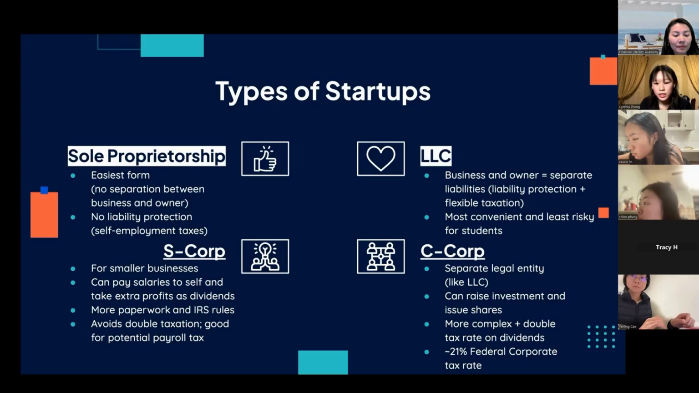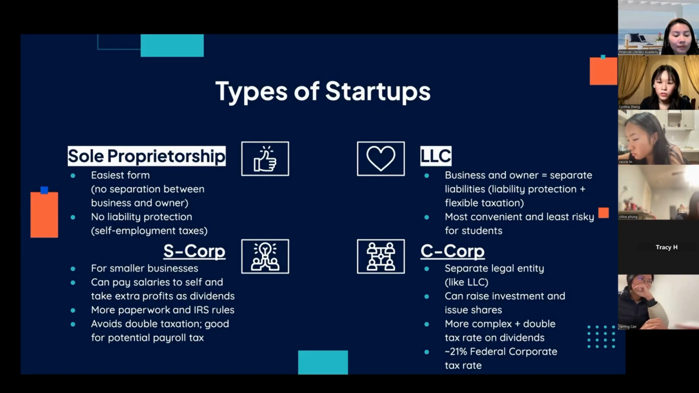The next is the LLC. This is the most common, most convenient, and less risky type of startup. The business and the owner have separate liabilities, which provides liability protection, and it has flexible taxation.